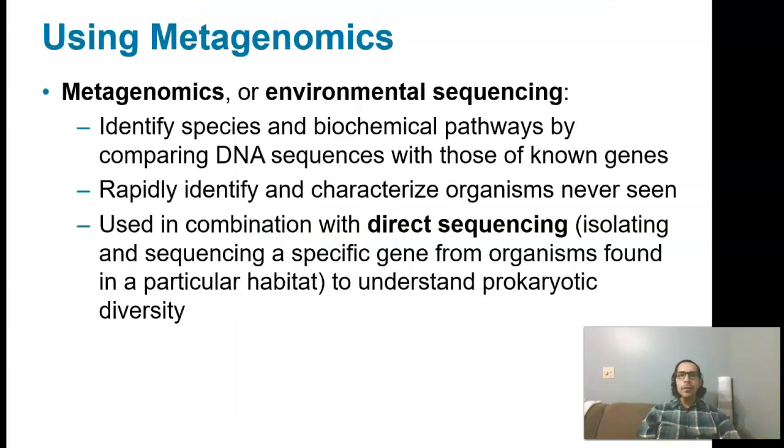Next is metagenomics, also known as environmental sequencing. It identifies species and biochemical pathways by comparing DNA sequences with those of known genes. Then they identify and characterize organisms never seen. They're used in combination with direct sequencing, which isolates and sequences a specific gene from organisms found in a specific habitat to understand the whole diversity.